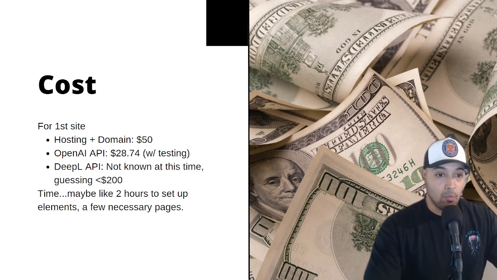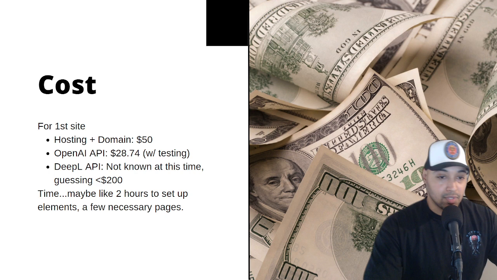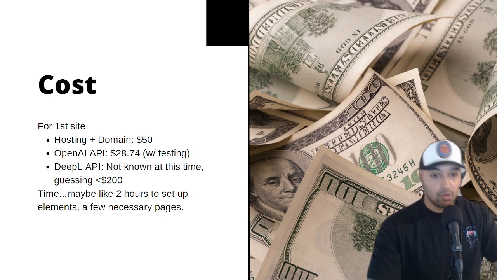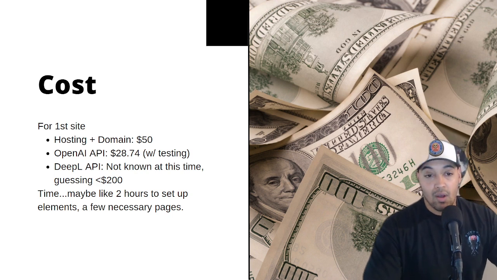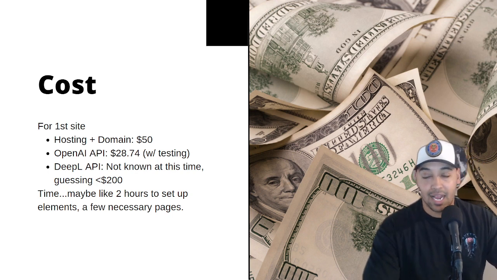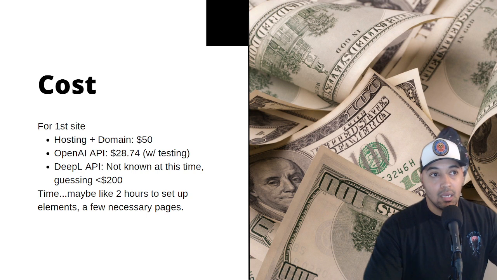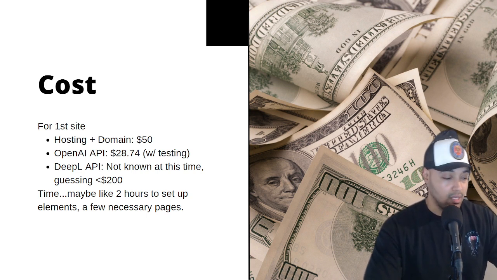So there's that aspect. OpenAI API, $28.74, but that was also with testing. So that was figuring out what prompts to use, running it, going, that's not how I want it to look. Let me edit that. Okay, that's how I want it to look. Boom. So I'm guessing next time it might be like $22, $23. Who knows? And DeepL API, I don't know exactly right now because it's not done translating everything, but I'm guessing it's going to be under $200. I don't know the exact word count. I think there's like 200 and there's less than 250.